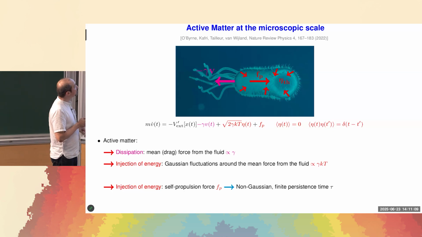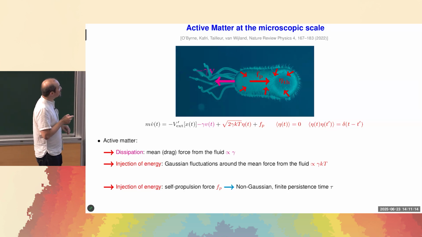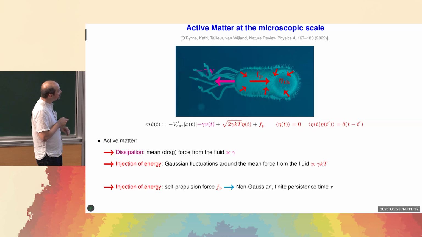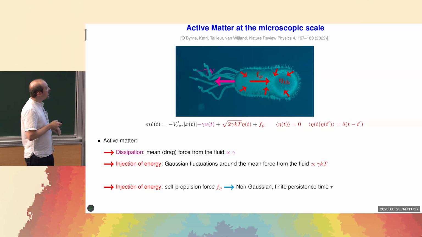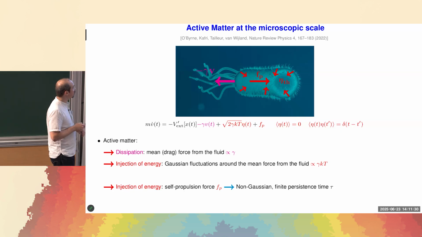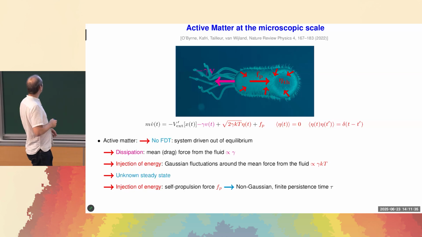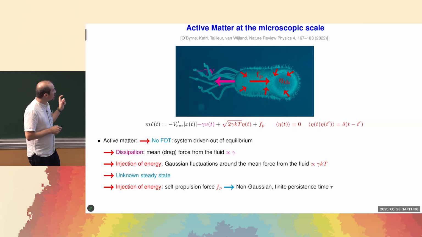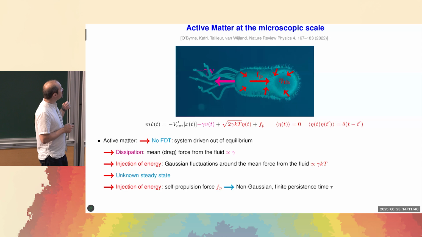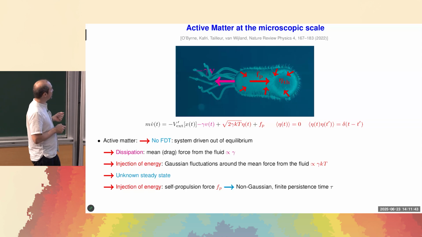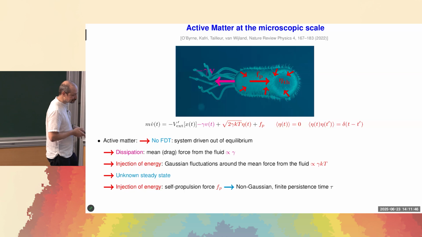So if instead of looking at a colloid, I now look at a bacterium, the bacterium has flagella that it can rotate, and it can exert a force on the fluid. So there is a reaction force from the fluid, which I denote here as Fp, and so I have a new term that enters this equation. And this term is again responsible for injection of energy, because typically you move in the direction in which you're pushing. And so you've disconnected the injection of energy and the dissipation, and you don't have a fluctuation dissipation theorem. The system is driven out of equilibrium.